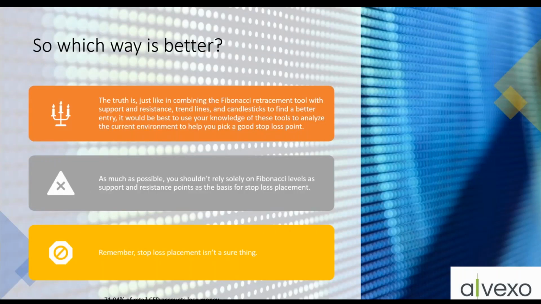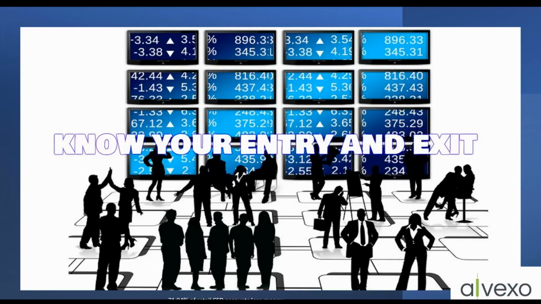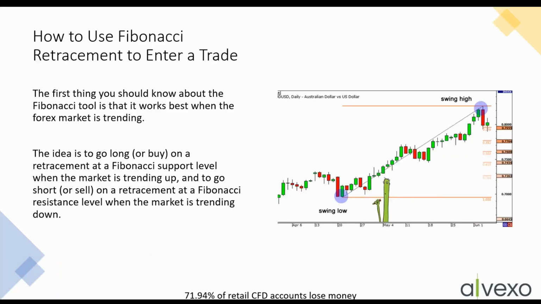So the truth is, just like in combining the Fibonacci retracement tool with support and resistance levels, trend lines, and candlesticks to find a better entry, it would be best to use your knowledge of these tools to analyze the current environment to help you pick a good stop loss. Again, they are only alerts. They're only pointers. They're only pieces of information that you should be incorporating in your whole knowledge base when you're looking at an asset. So as much as possible, you shouldn't rely solely on Fibonacci levels as support and resistance points as the basis for stop loss placement. Remember, stop loss placement isn't a sure thing. And we've talked about entry and exit points.